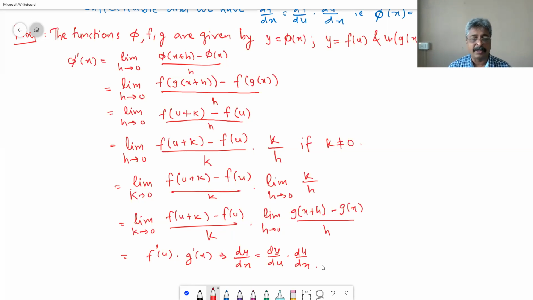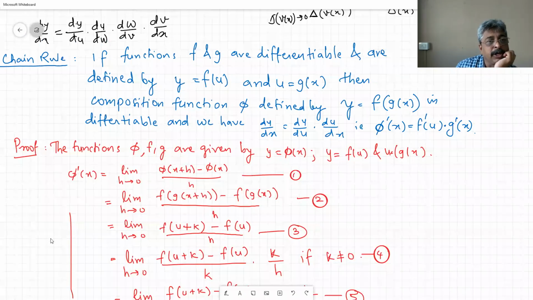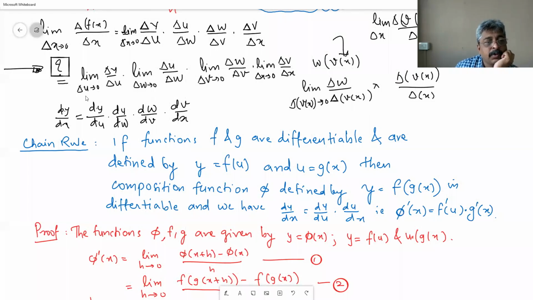Okay, so we will do that, but then I ask you, what is the error in this proof and how do we eliminate it so that we make this proof itself foolproof? Let us look at this, whatever we have written here. Now here, if I want to call this as dy by du, then delta w must tend to 0.